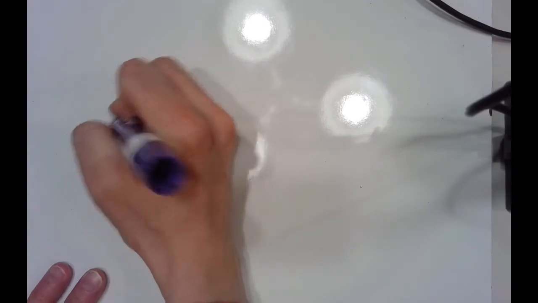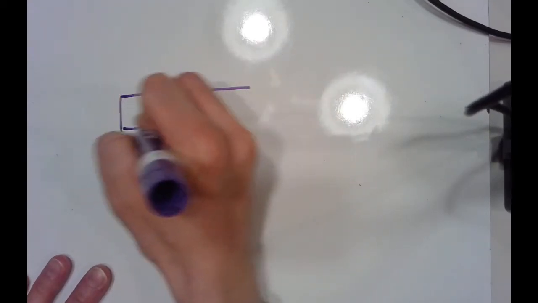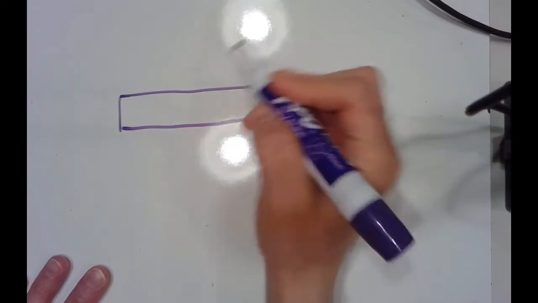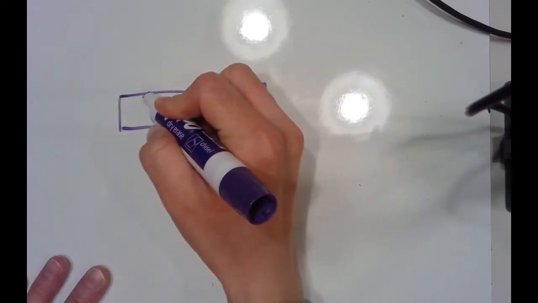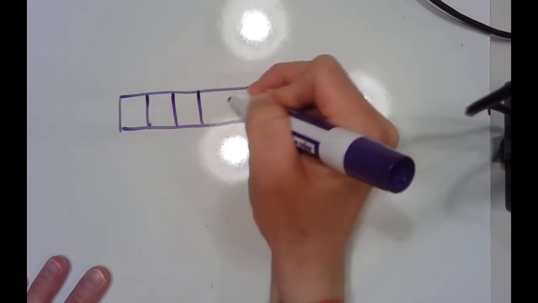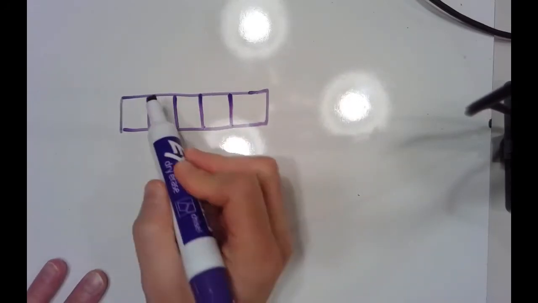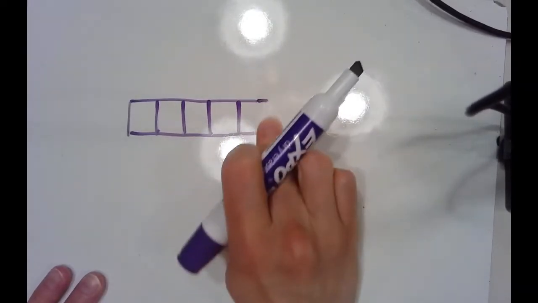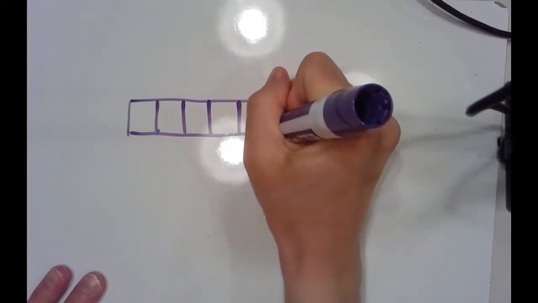I am going to start by drawing a fraction model here. And I'm going to divide this fraction model into fifths. Okay. 1, 2, 3, 4, 5. This is a little too big. Let's make it smaller. Alright.